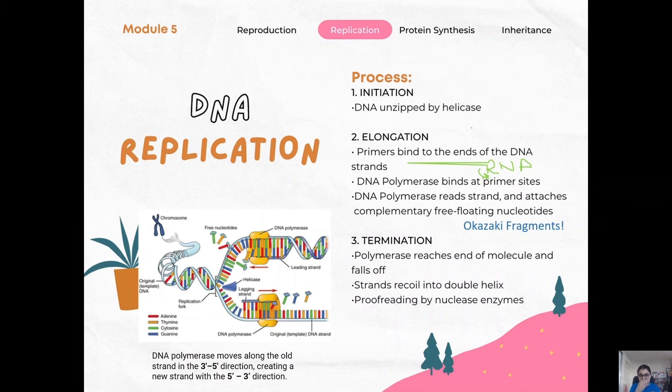Then the strand will recoil into a double helix. Remember, it's organized into a double helix because there's so much information that we have to preserve. So once it's all over, it's going to twist back into the double DNA helix, and proofreading also will occur by nuclease enzymes. Proofreading is really important because there can obviously be mistakes, and that's where proofreading comes in.